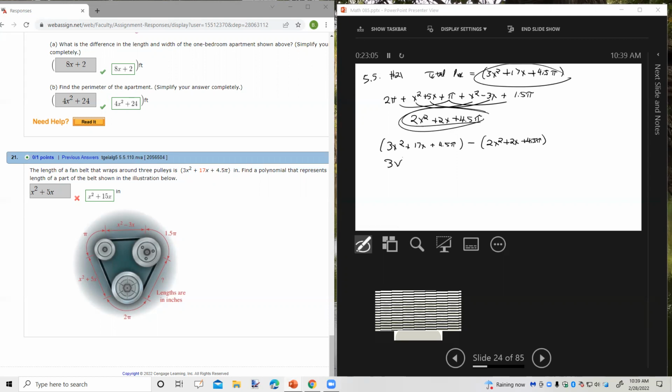So this is 3x squared plus 17x plus 4.5 pi minus 2x squared minus 2x minus 4.5 pi, which is x squared plus 15x, and that is inches. Okay, so there's that problem.